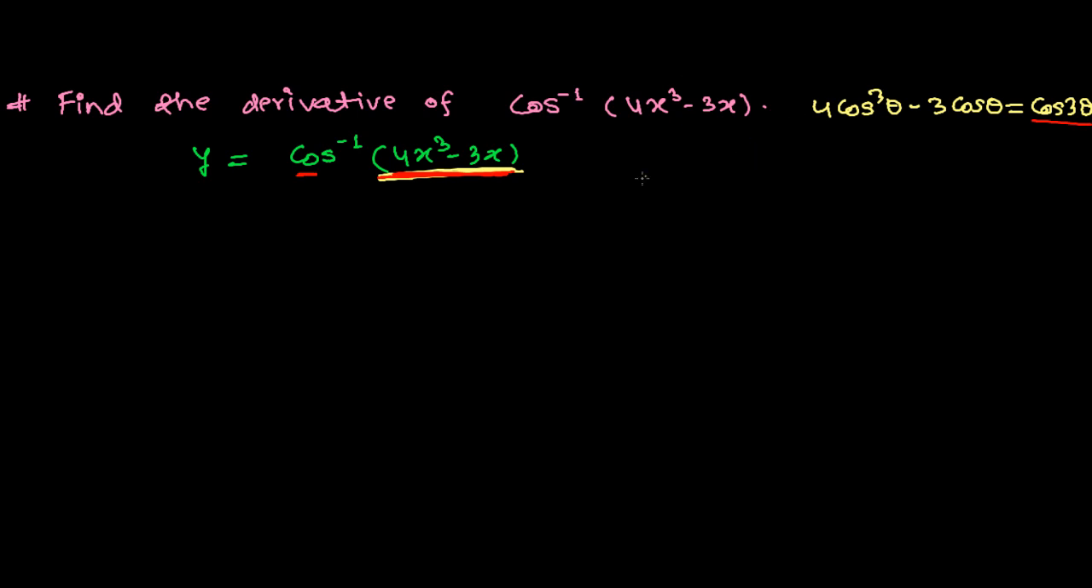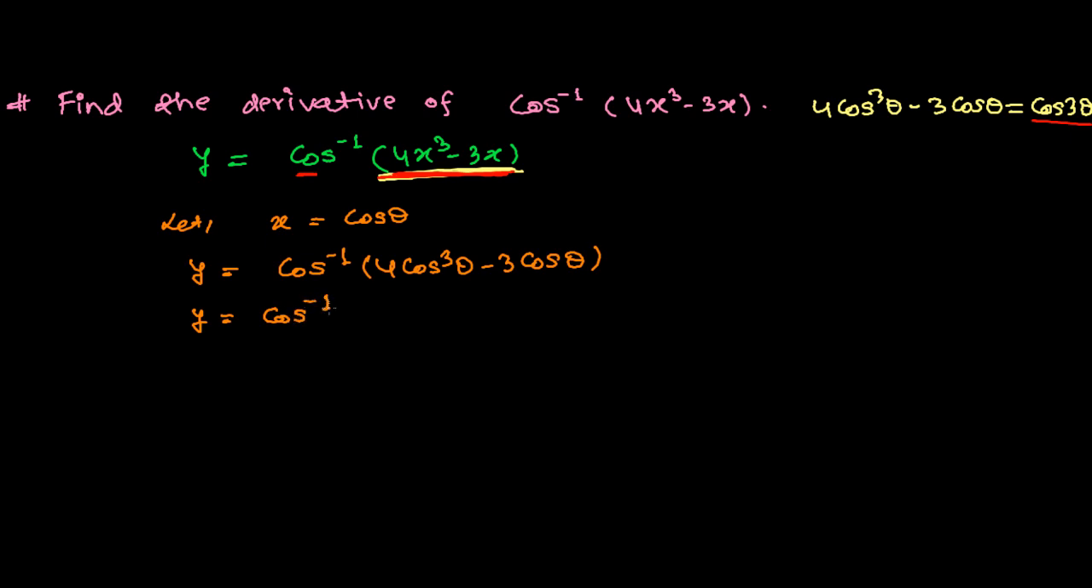So what I'm going to do now, I'm going to suppose x is equal to cos theta. So what I can write now is that y is equal to cos inverse of 4 cos cubed theta minus 3 cos theta. And now I can write y equals cos inverse of this whole quantity. Instead of this whole quantity, I can write cos 3 theta. So it will be cos inverse of cos 3 theta. See how simple it becomes.